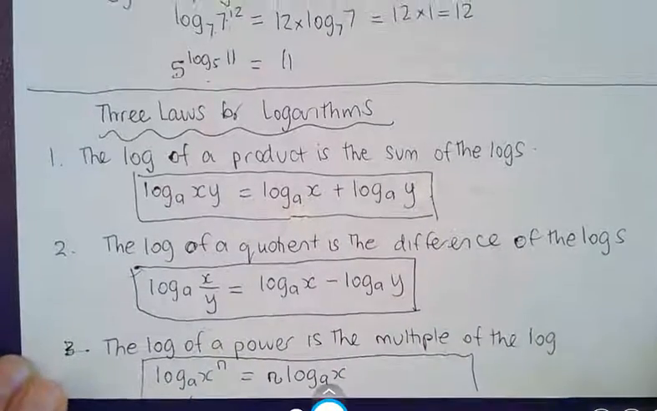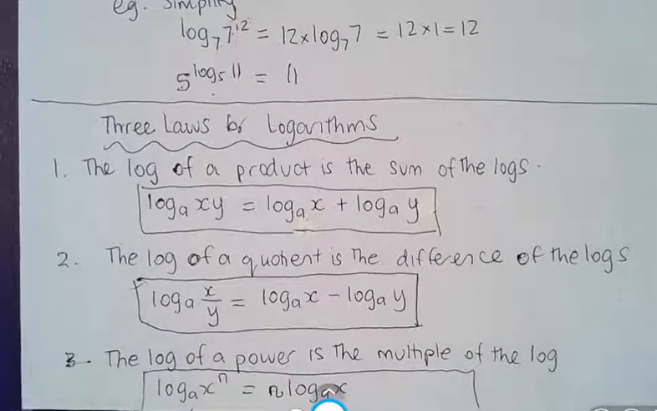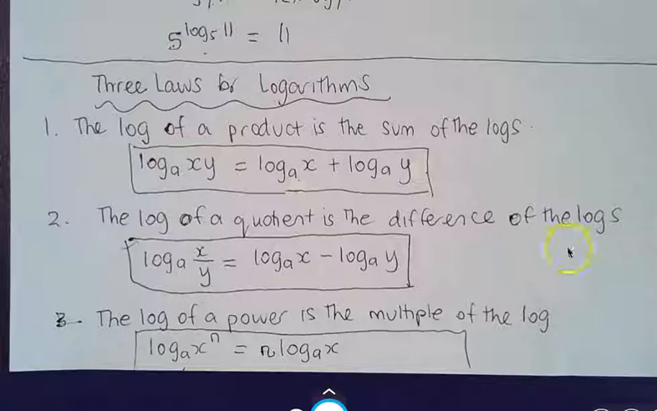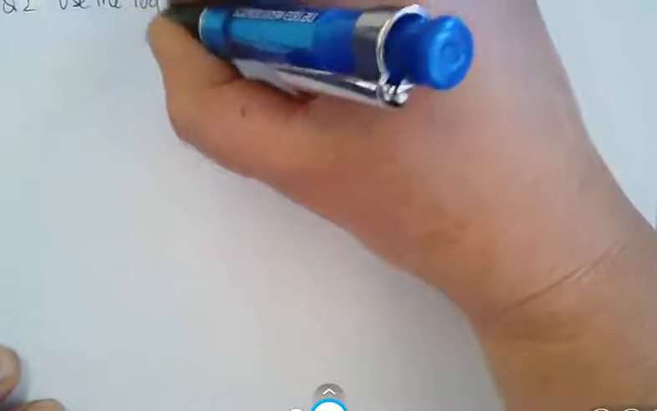Now we're going to practice these. Really, really important: the log to the base A of x to the power n, this power has to come down to the front, n times log to the base A of x. So just some questions from your textbook. Question 2. Use the log laws to simplify.